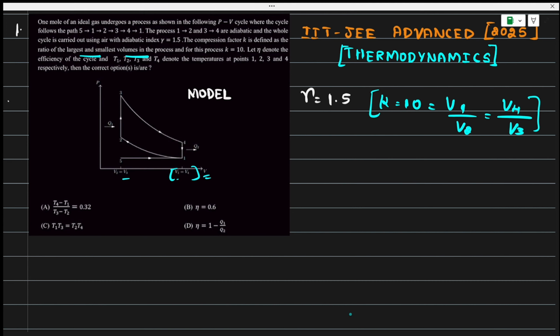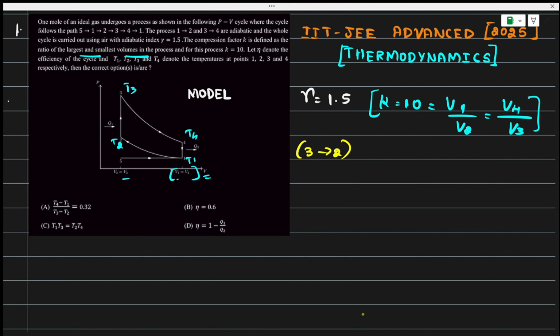Now let eta denote the efficiency of the cycle, and T1, T2, T3, T4 denote the temperatures at points, so let's write T3, T4, T1, T2. Then the following options could all be verified, and only then is it said that each is correct or wrong. So let's start with the process 3 to 2.